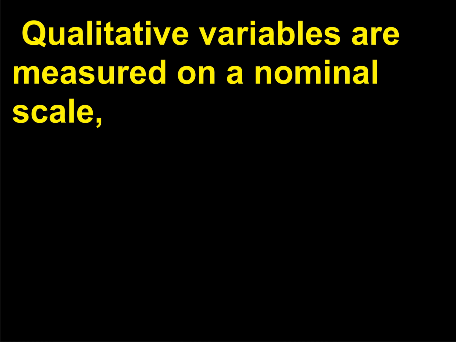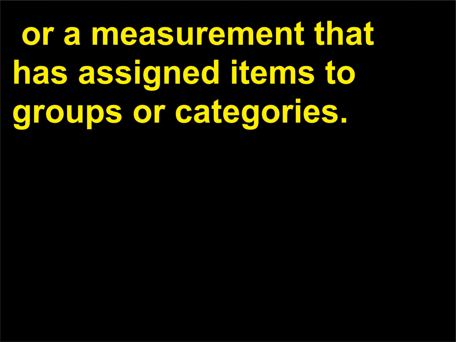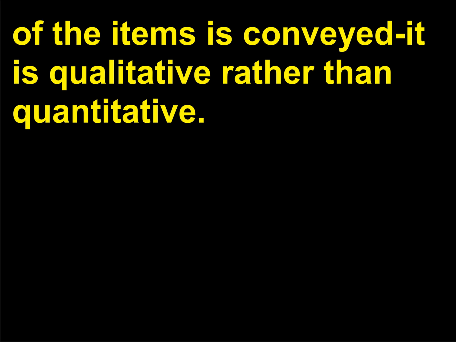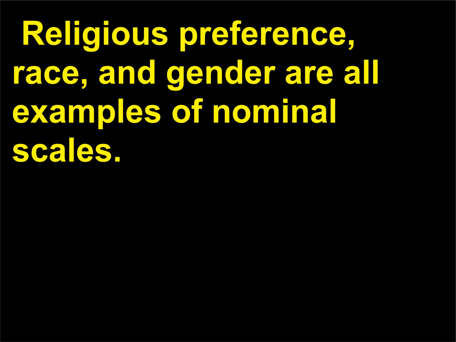Qualitative variables are measured on a nominal scale, or a measurement that has assigned items to groups or categories. With these variables, there is no quantitative information and no ordering of the items is conveyed. It is qualitative rather than quantitative. Religious preference, race, and gender are all examples of nominal scales.